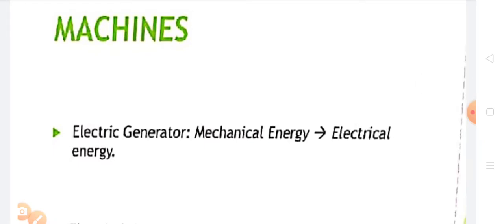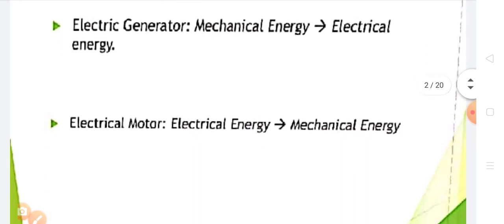One is the generator. The purpose of the generator is to convert mechanical energy into electrical energy. We already saw the DC generator in the previous session. Based upon Faraday's law of electromagnetic induction, you can convert mechanical energy into electrical energy. And the next one is the electrical motor.